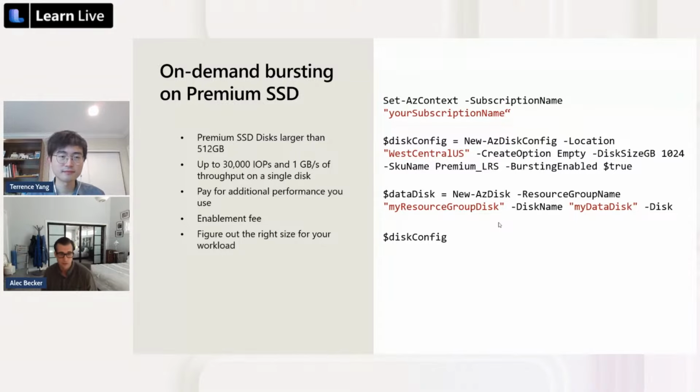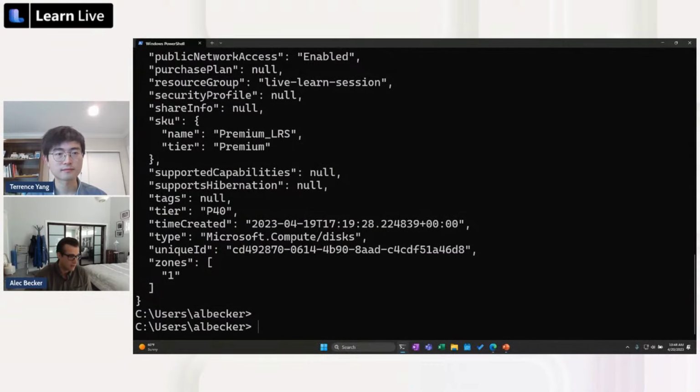So with this feature, there is an enablement fee, and then there is a cost associated with every IO that you do above your limits. So we think this is a great feature if you're still trying to figure out the right size of disks or the right size of performance that you need for your applications that you're running on Azure. So I'll go ahead and show you guys how to create an on-demand bursting disk.